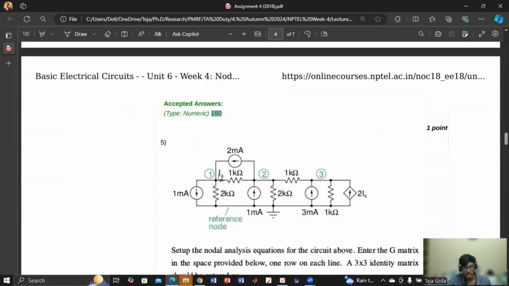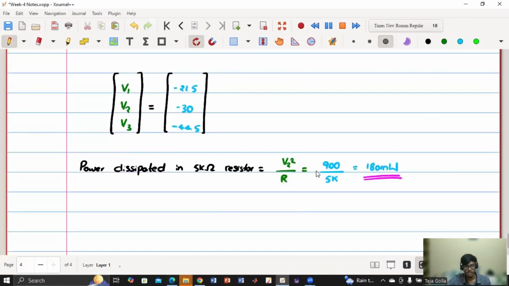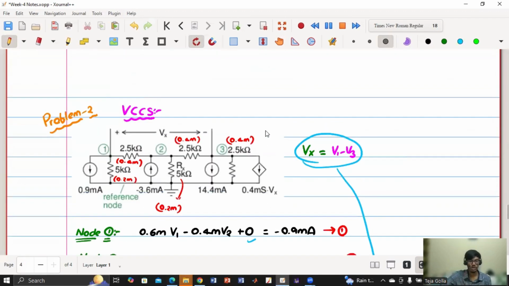So is this clear, everyone? This question, if there is a voltage controlled current source, how we are going to solve and how to proceed further? Or do you have any other queries?